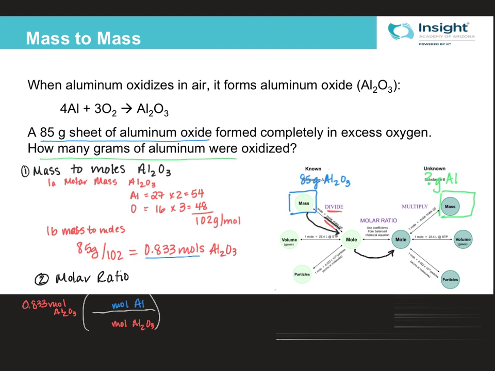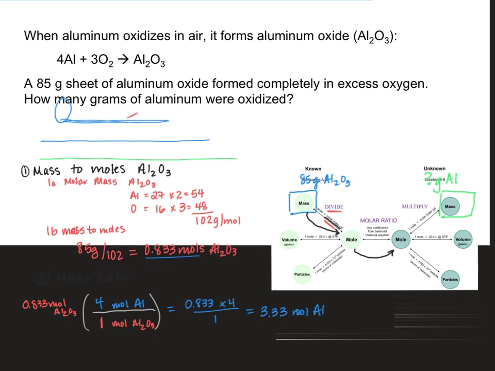All right. My numbers come from my balanced equation. I see a 4 out in front of aluminum, and then there's nothing in front of Al2O3, so that's going to be a 1. So this is going to be equal to 0.833 times 4 divided by 1, which equals 3.33 moles of aluminum. Okay, we're getting there. I need some more space.